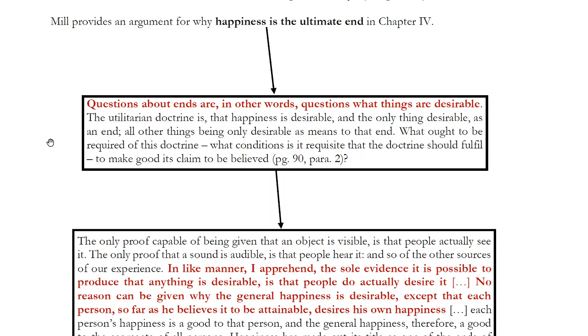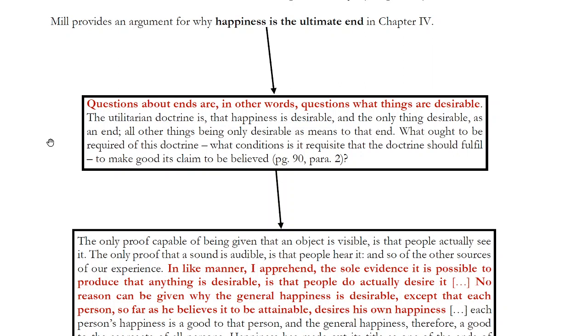So let's say someone asks you, well, how do you know a table is a visible object? Well, you say, I can see a table. I experience it directly with my sense of sight. He also says the only proof that a sound is audible is that people hear it, and so of the other sources of our experience.